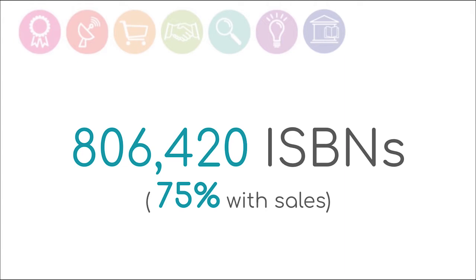They are active in the marketplace. And over 75% of these ISBNs had sales reported. The other 25% just had inventory reported. A lot of those will be forthcoming titles, which haven't yet sold at the time that I pulled data for this presentation.